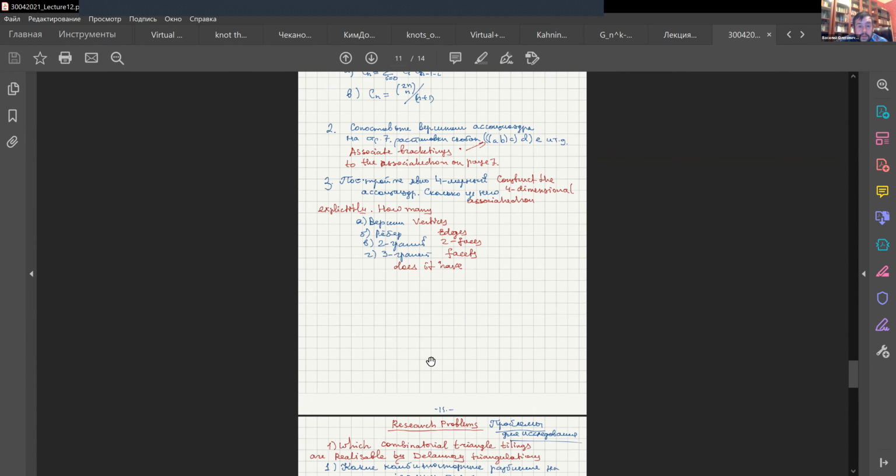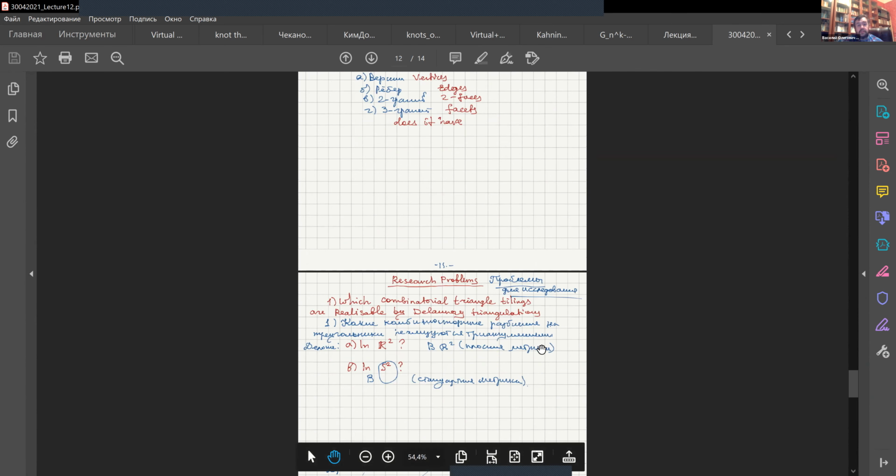As for the research problems, there will be some groups. So the first group will be about realizability and non-realizability.